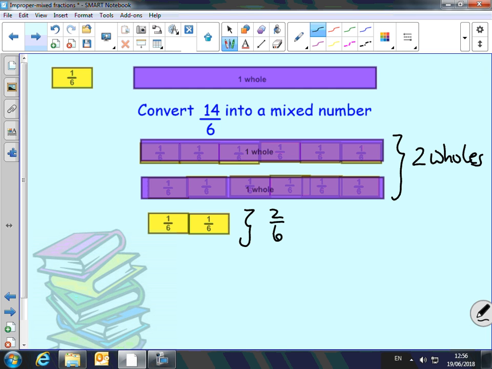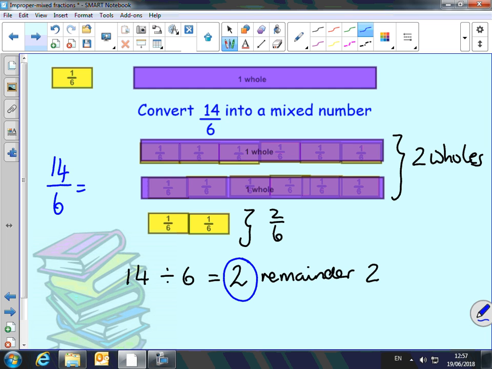Now, another way of doing that would be taking the 14 and dividing it by 6. So 14 divided by 6 is 2, remainder 2. This number here gives us the whole number in our answer. So if we have 14/6, that gives us 2. And this number here, our remainder, tells us how many 6ths are left over. So we can see that we have 2/6 left over.